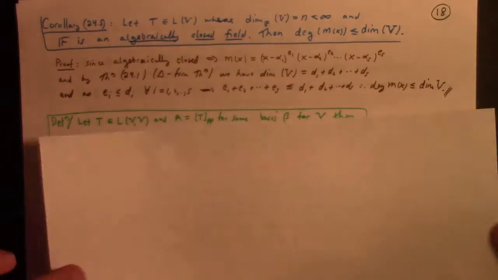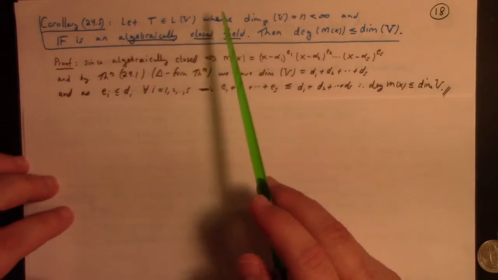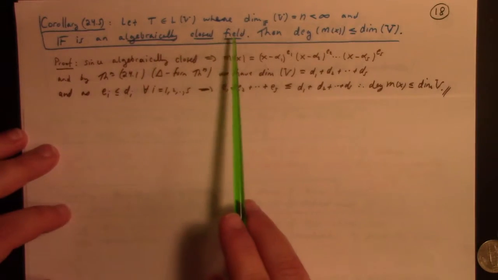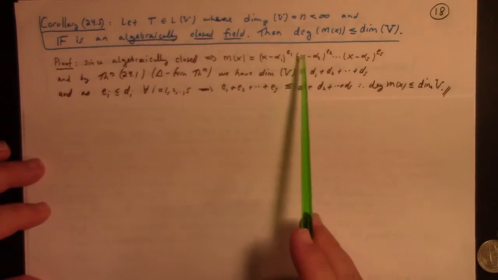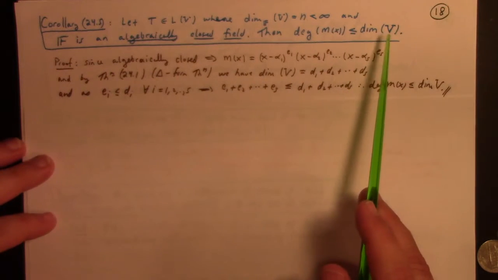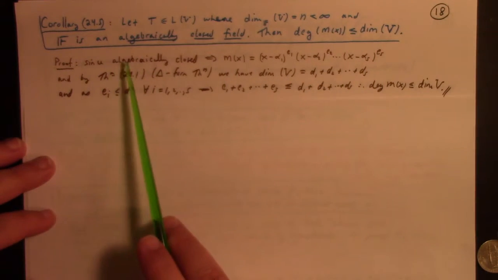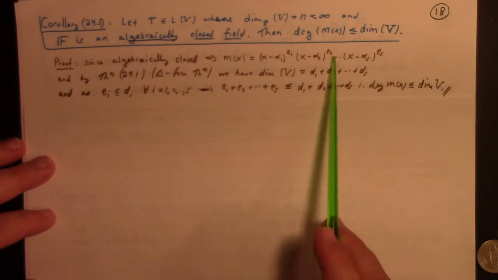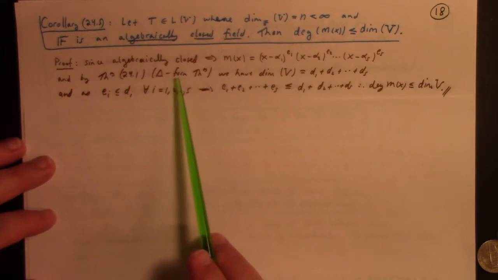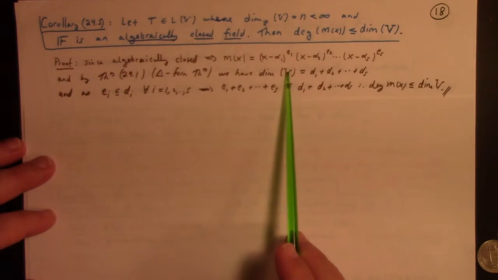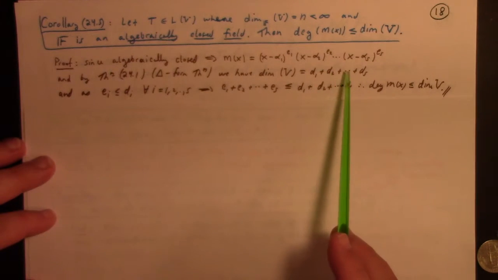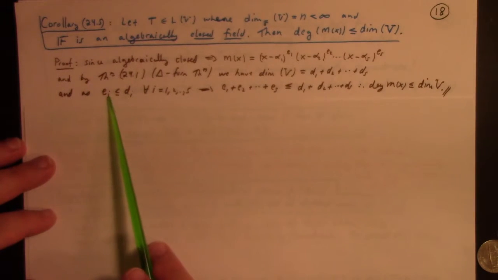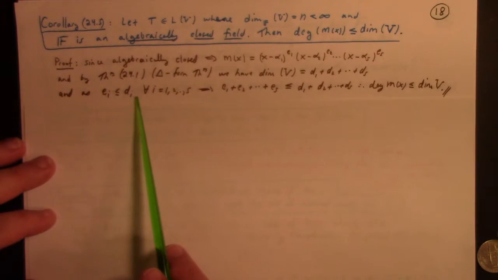So, corollary. These are just kind of quick corollaries on the basis of the triangular form theorem. If you have T an endomorphism over a finite dimensional vector space and F is an algebraically closed field, mostly we mean complex numbers, then the degree of the minimal polynomial is less than the dimension of V. Proof. Since it's algebraically closed, M you can write as the product of linear factors, possibly repeated. Hence, by the triangular form theorem, we have the dimension of V is d1 plus d2 plus ds, where the notation is as in the theorem. And ei is less than di.